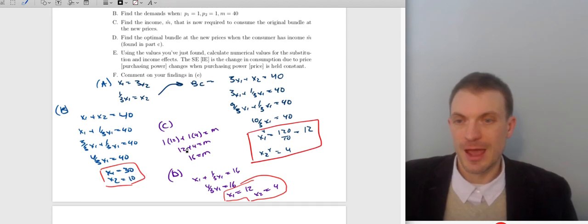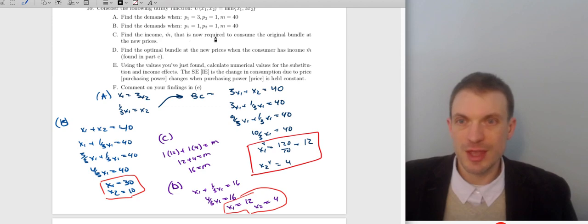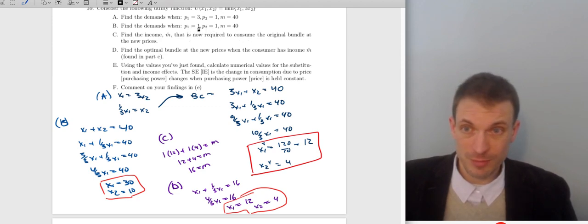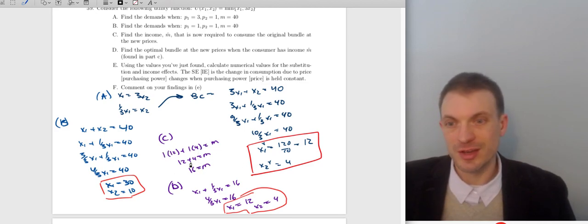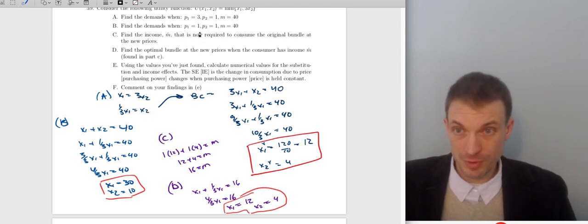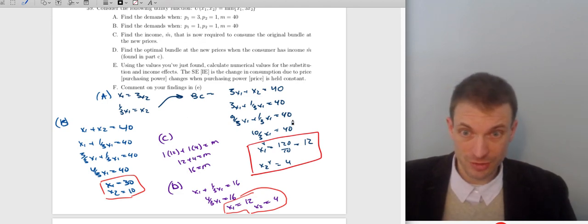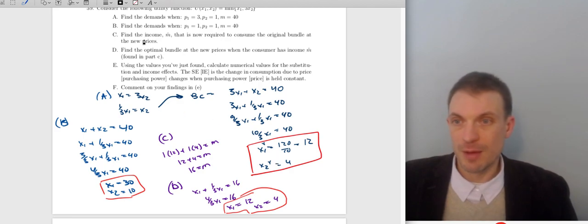Good. Now I want to do part C, find the new income that I would need at these new prices. After the price decrease, what's the income necessary to achieve this bundle here? So I'm going to take the new prices, 1 times the old bundle, 12, plus 1 times 4, and say I'd need 16 at these prices to attain the bundle that I consumed in part A.